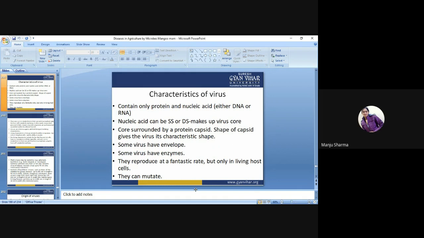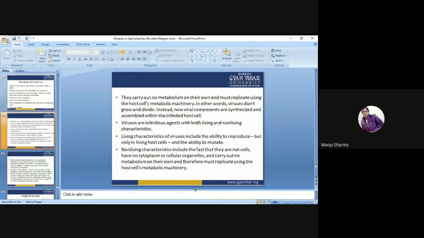Then some viruses have an envelope. Some viruses have enzymes. They reproduce at a fantastic rate, but only in living host cells. Then they can mutate. They carry out no metabolism on their own and must replicate using the host cell's metabolic machinery. In other words, viruses don't grow and divide. Instead, new viral components are synthesized and assembled within the infected host cell.